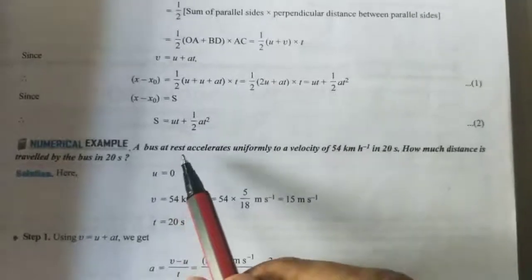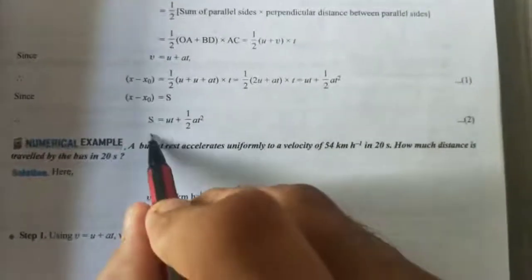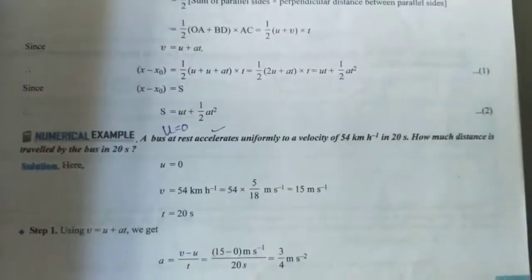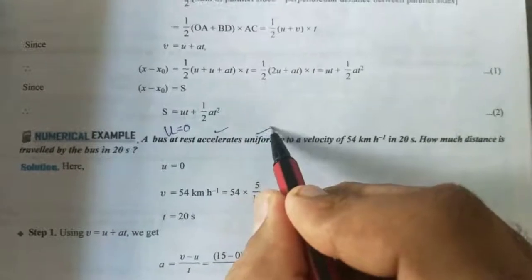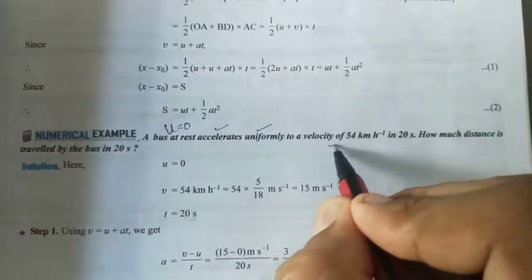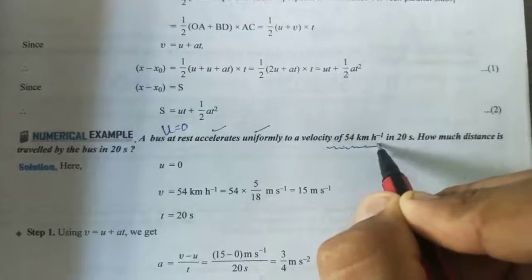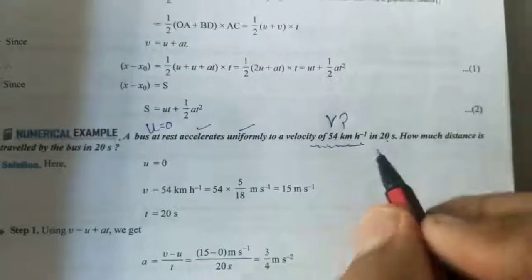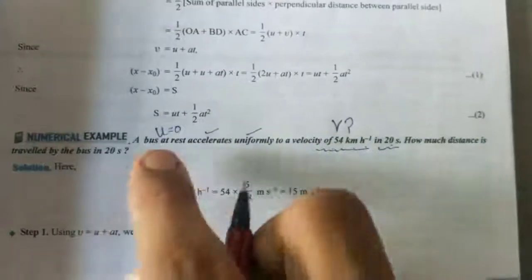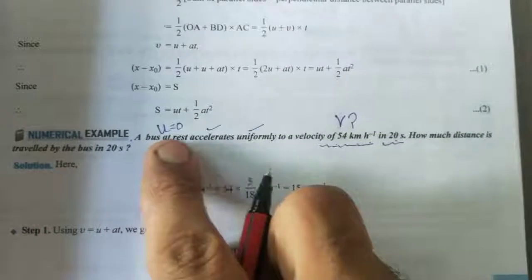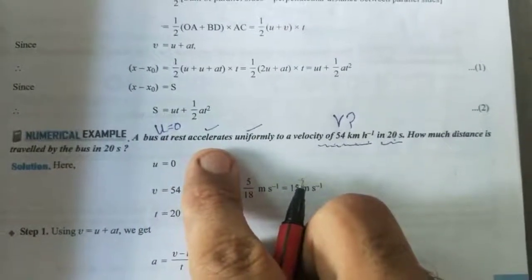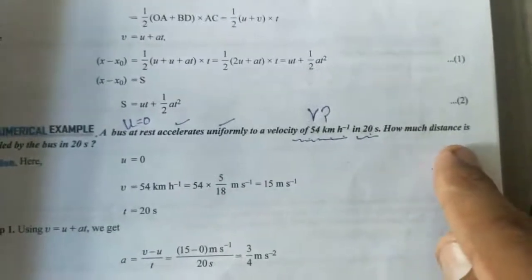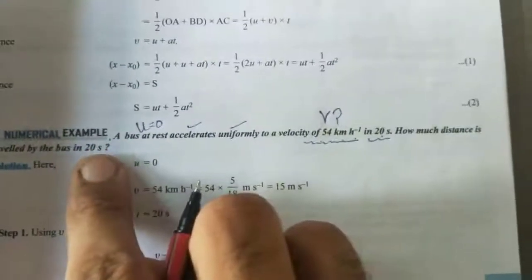A bus at rest. Rest means u equals 0. After rest it accelerates uniformly to a velocity of 54 km per hour in 20 seconds. So the final velocity it has attained is 54 in 20 seconds. They have given you u. They have not given any information about the acceleration, but they have given the final velocity and the time. So how much distance is traveled by this bus in 20 seconds?